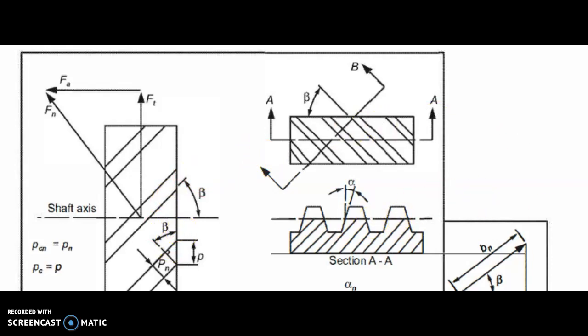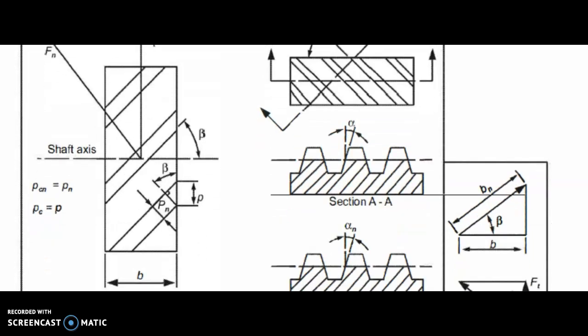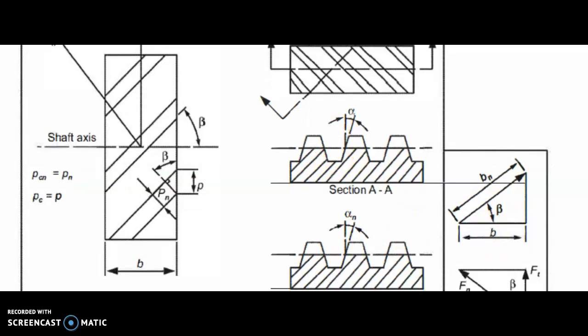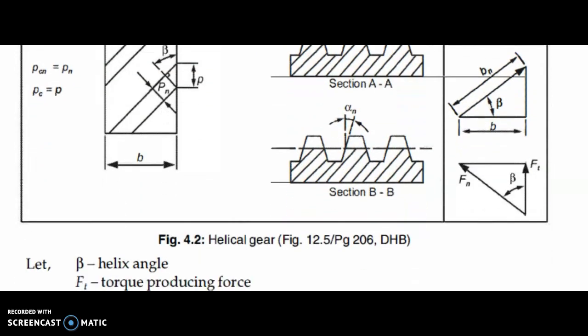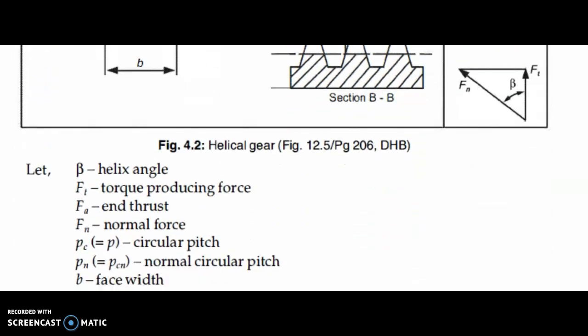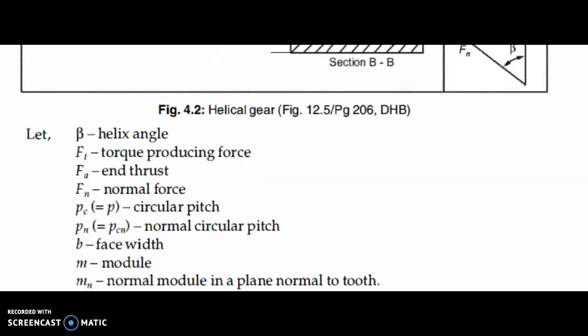Then from this figure we can identify this angle is also beta, the same angle, and there will be a P, that is the distance between the pitch. Then there is the alpha angle, that is the pressure angle, that we can discuss later during the problem. These are the terms used in helical gear. Beta is the helix angle, Ft is the torque producing force, Fa is the end thrust, that is axial force, and Fn is the normal force.